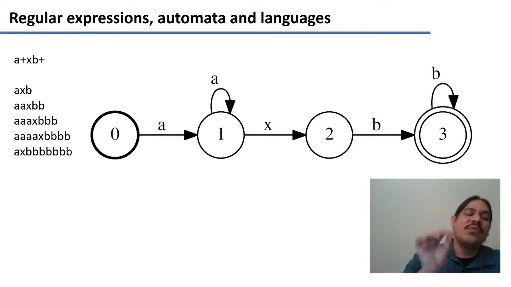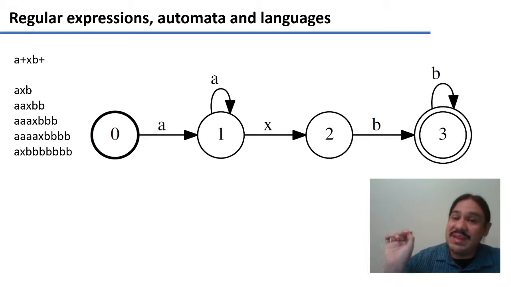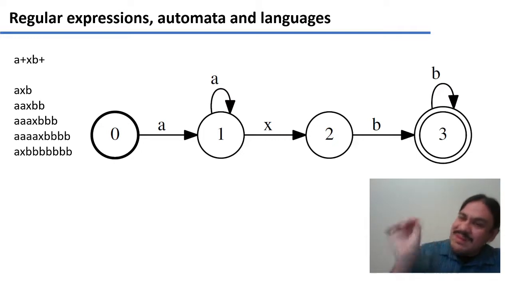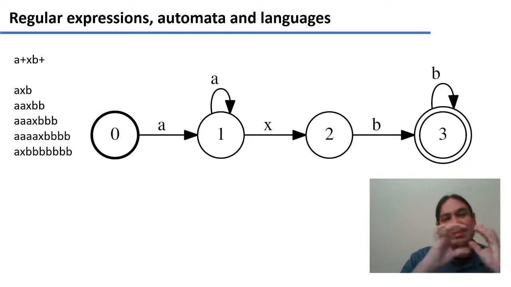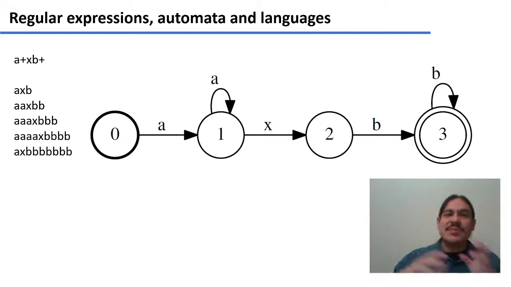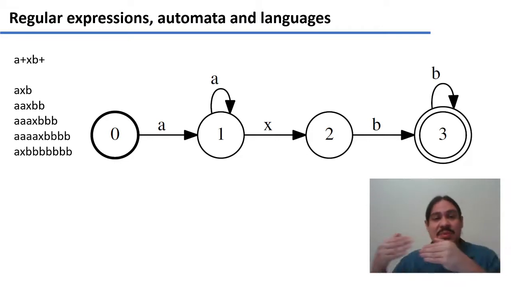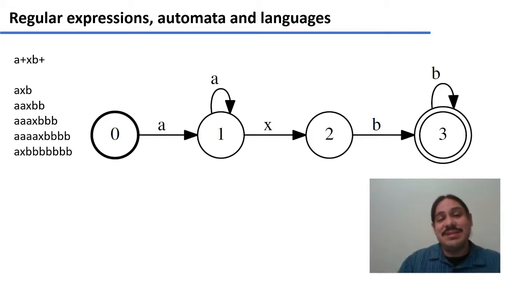AXBBBBBBBBB. You go from 0 to 1, A, from 1 to 2, X, and from 2 to 3, B, and then you cycle in 3, B, B, B, B, B, B, B, as many times as you need to generate A, X, B, B, B, B, B. So you can think of both a regular expression and a finite state machine as a kind of grammar that generates strings. Both the regular expression and the finite state machine will generate a series of strings, AXB, AXBBBBB, and these are all the permissible strings in the language that's generated, in the grammar that's generated by these finite state machines.